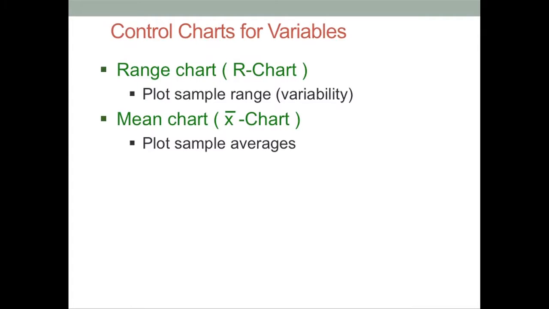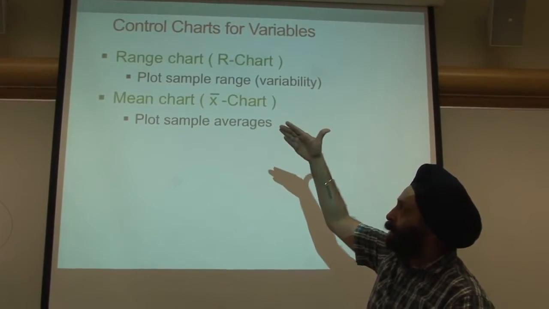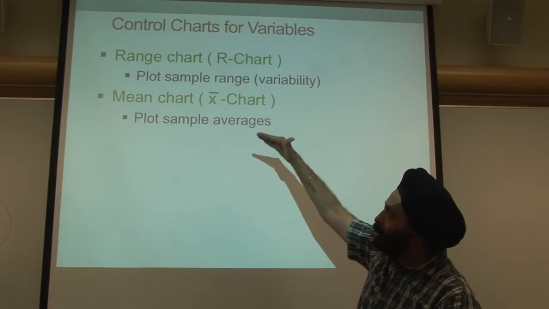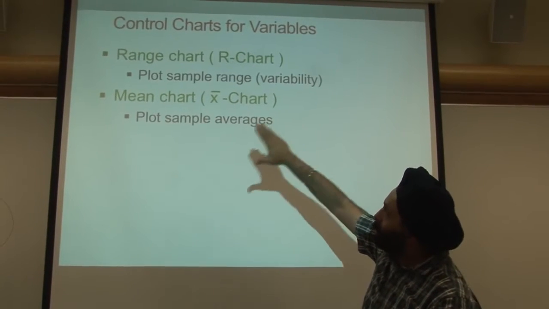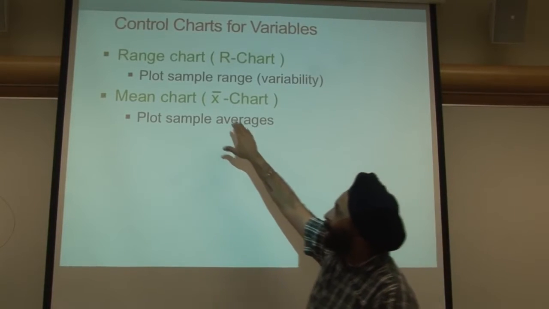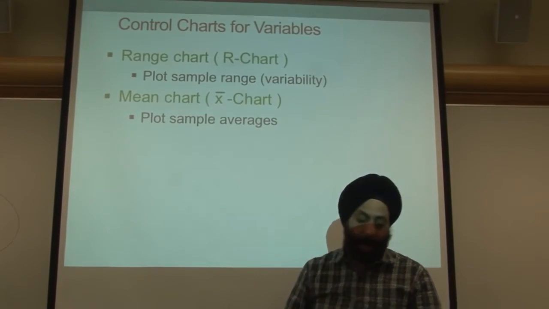Welcome to part 2 of our discussion of the statistical process control lecture. In this case, we'll continue our discussion from control charts for variables. In this area, we'll be looking at the range chart, which is the R chart, which plots the variability, as well as the mean chart or X bar chart, which plots the sample averages.